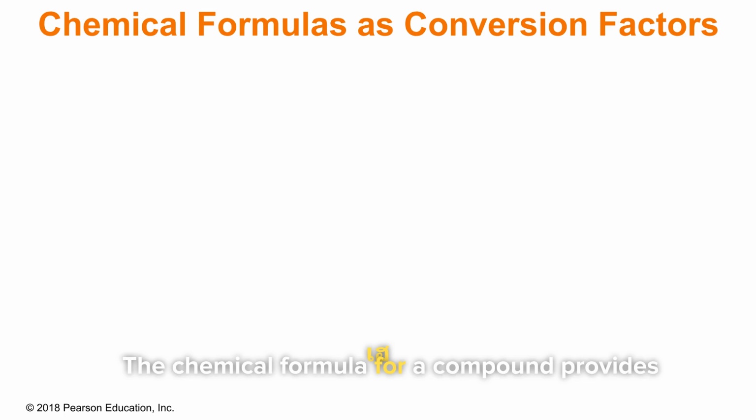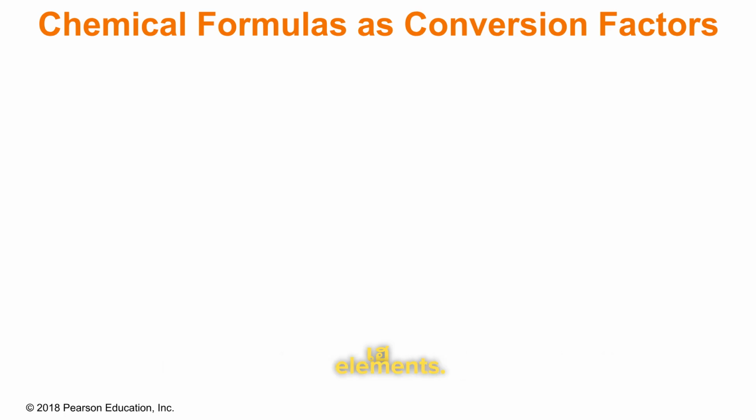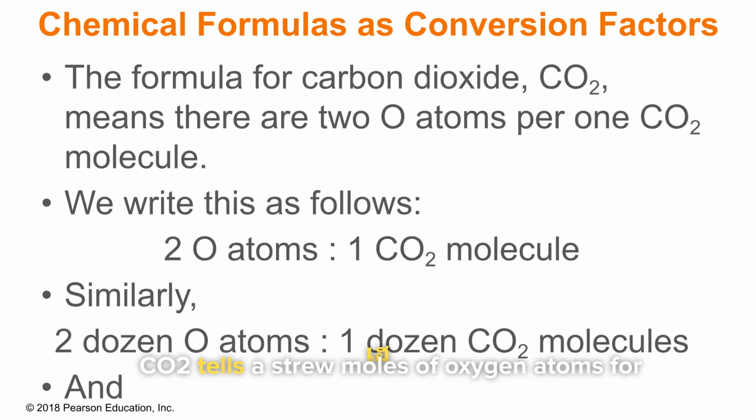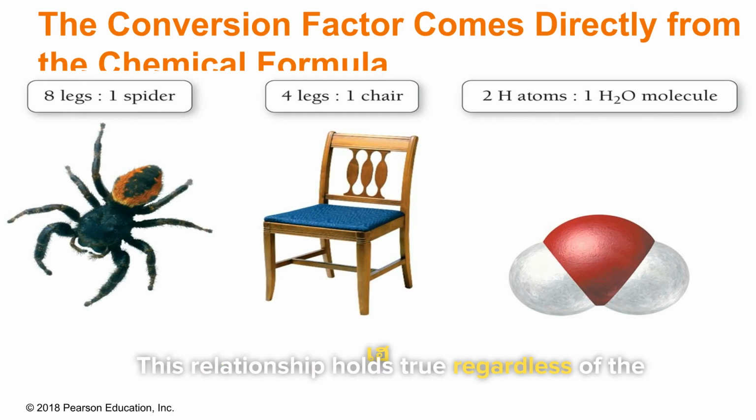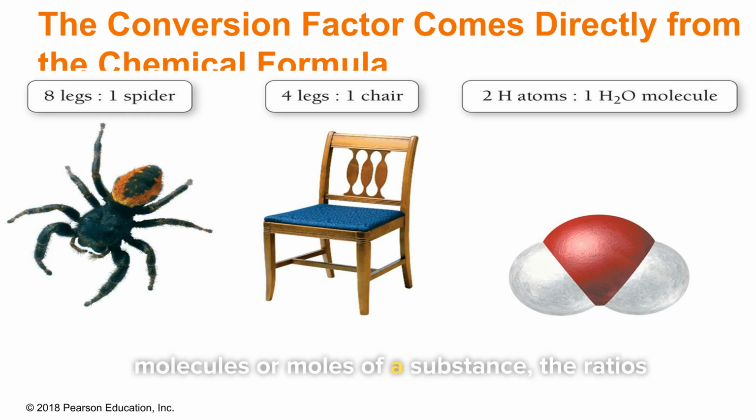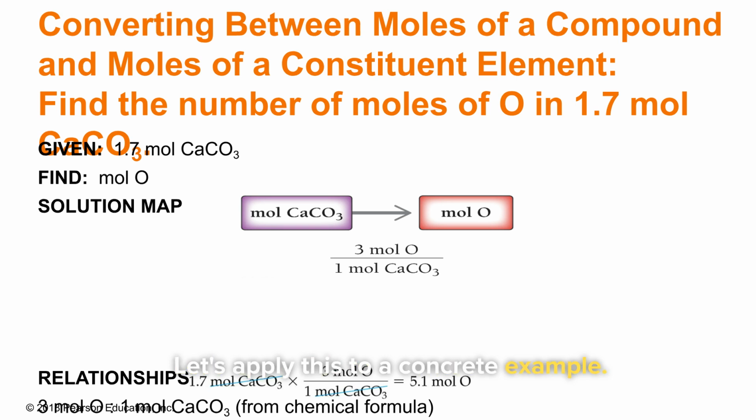The chemical formula for a compound provides a direct conversion factor between moles of the compound and moles of its constituent elements. For instance, in carbon dioxide, the formula CO2 tells us 2 moles of oxygen atoms for every 1 mole of the entire molecule. This relationship holds true regardless of the units used, as long as they are consistent. Whether we are dealing with individual molecules or moles of a substance, the ratios defined by the chemical formula subscripts remain the same. Let's apply this to a concrete example.